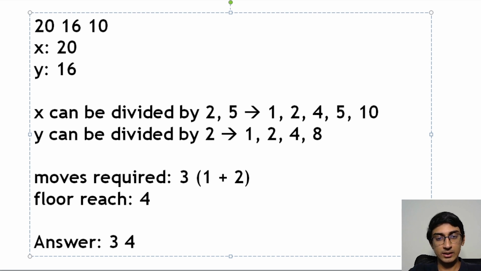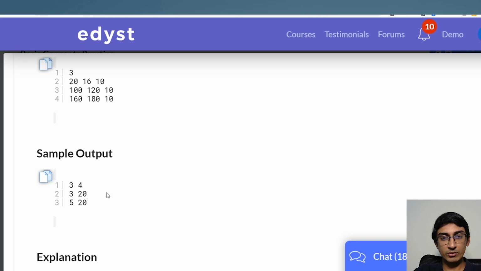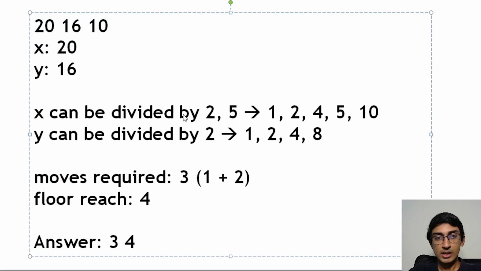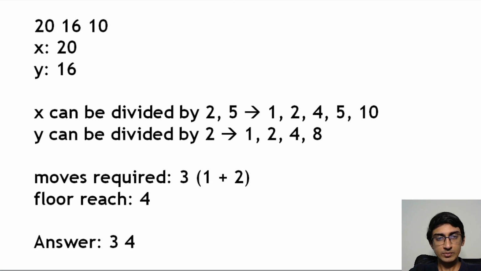Let's look at here also. If you look here, we get that the number of moves required is 3, all right, and the floor that we have reached is 4, right? So that's what we are checking over here. Let's look at another example so that we'll get a better hang of it, right?